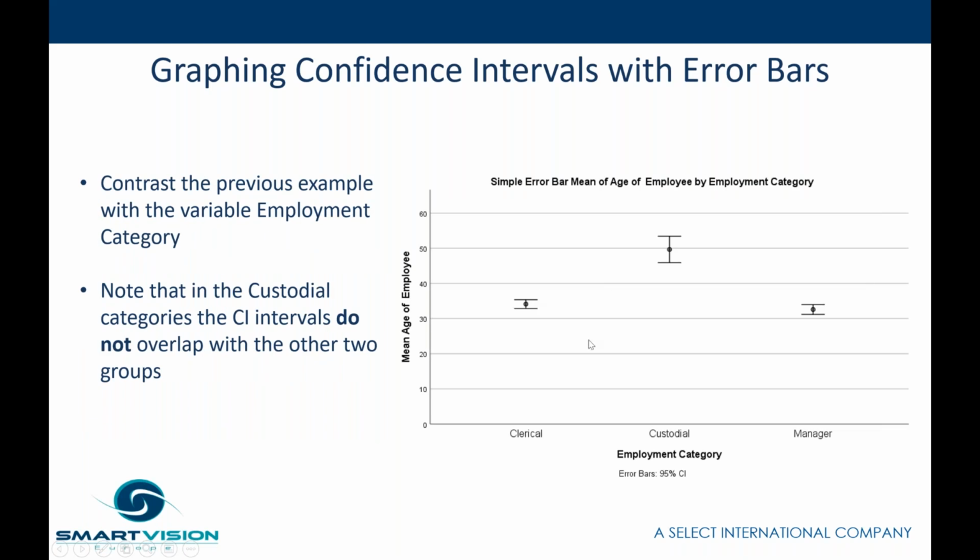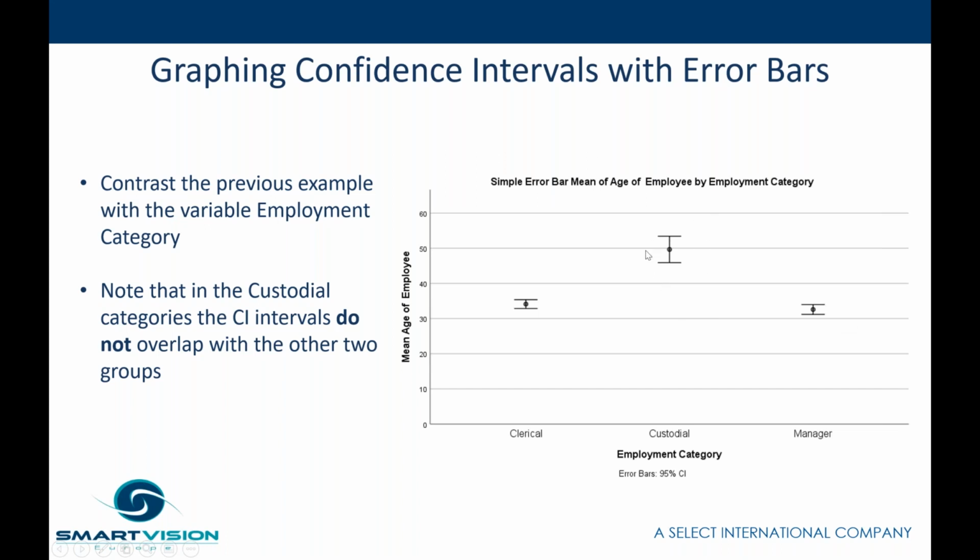Here we have clerical workers, custodial workers, and managers. Now, the clerical workers and managers overlap. It doesn't look like, if you repeated the sample 100 times, 95% of the times you'd get means where clerical workers and managers were in the same zone. So that means there's a pretty good chance that in reality they're the same age.